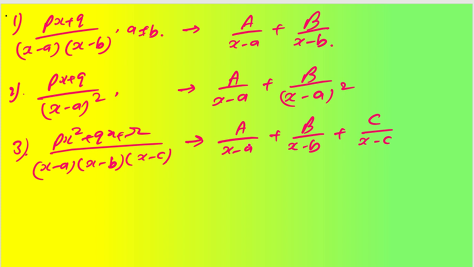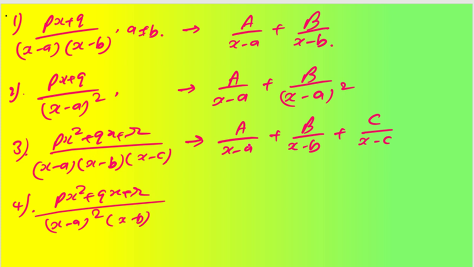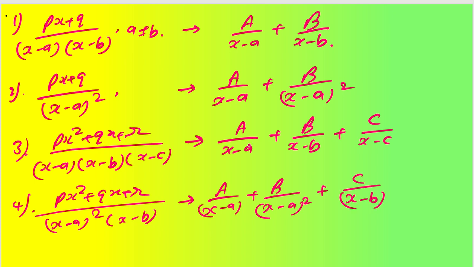Similar to that we can have another form. Let us say px square plus qx plus r divided by x minus a whole square into x minus b, where one of the factors is a square. So what shall we do? We can write it in terms of partial fractions as A by x minus a plus B by x minus a whole square plus C by x minus b. So like that you can write it down.